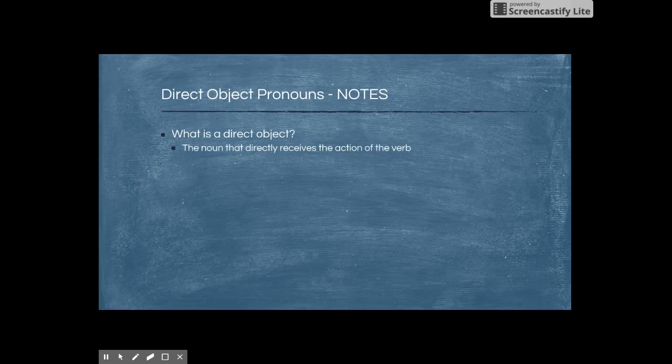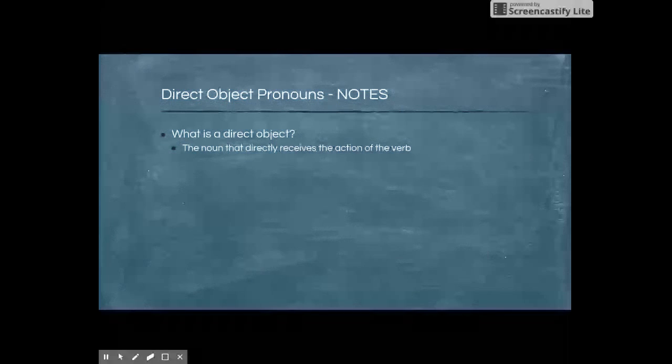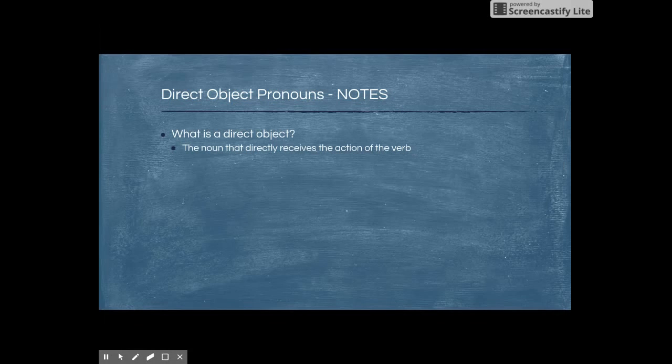That's a great question. So a direct object is a noun that directly receives the action of the verb. So that's the definition of what it is. So it answers the question, who or what is being verbed? So we're going to ask ourselves that question, who or what is being verbed, in order to find the direct object. So for example, the girl throws her brother the ball.